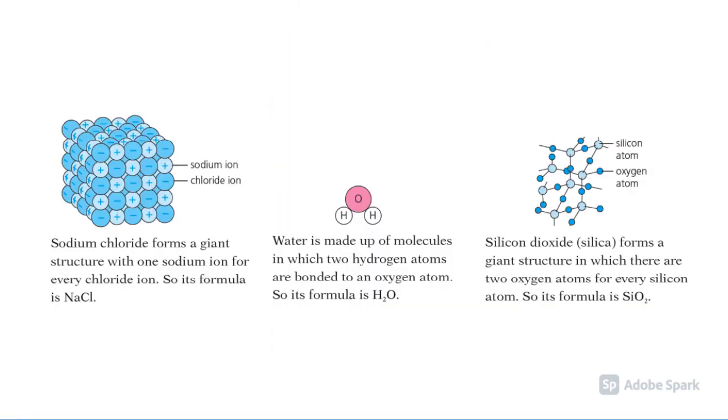Now, every compound has a formula as well as a name, and the formula is made up of the symbols for the elements and often has numbers too. The formula of a compound is related to its structure. Have a look at these three examples and note the differences. In giant structures like sodium chloride and silicon dioxide, the formula tells you the ratio of the ions or atoms in the compound. In a molecular compound, the formula tells you exactly how many atoms are bonded together in each molecule. For example, water, H2O.